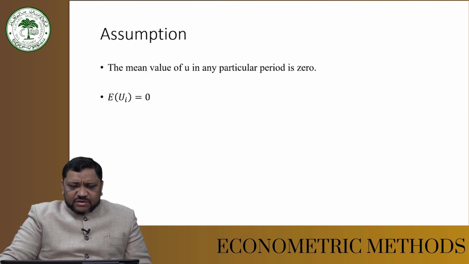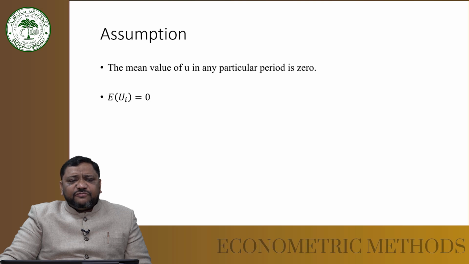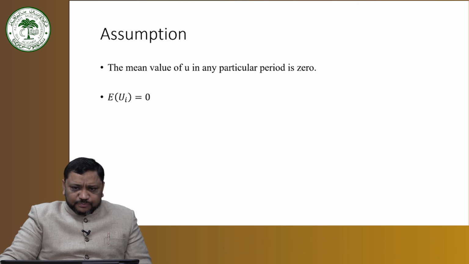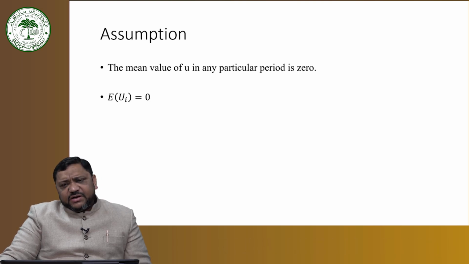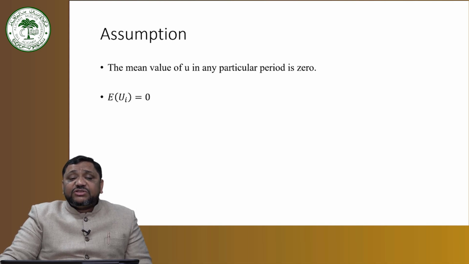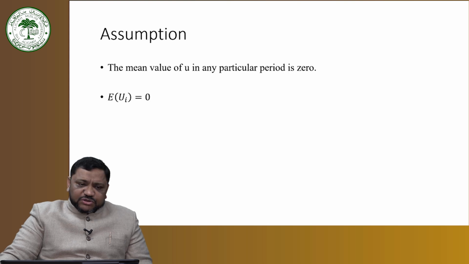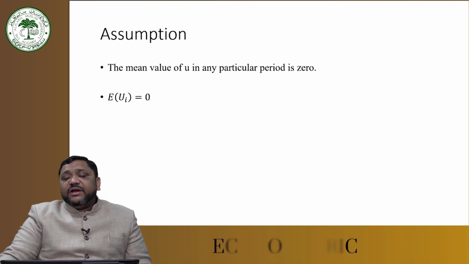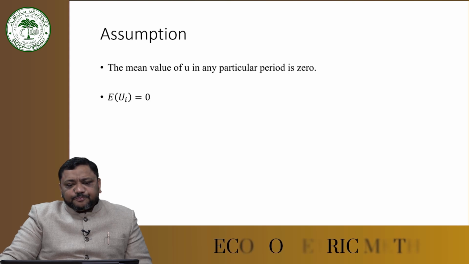The second assumption is that the expected value of ui is equal to 0. See, this ui, the error term, is a random variable. That is, it takes values by chance and it doesn't change in a systematic way. Therefore, we say that the expected value of ui is equal to 0, which means the positive values of the error term will cancel the negative values of the error term.